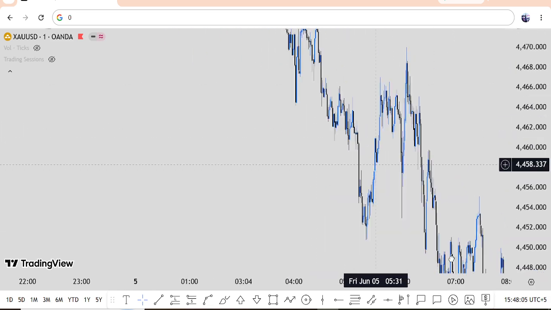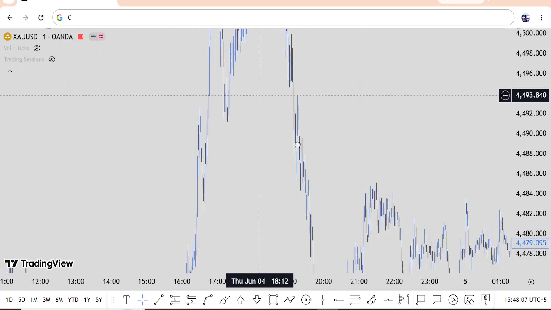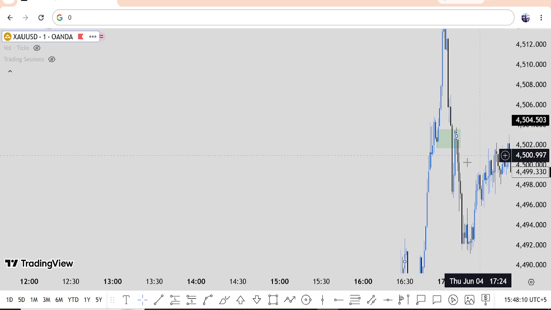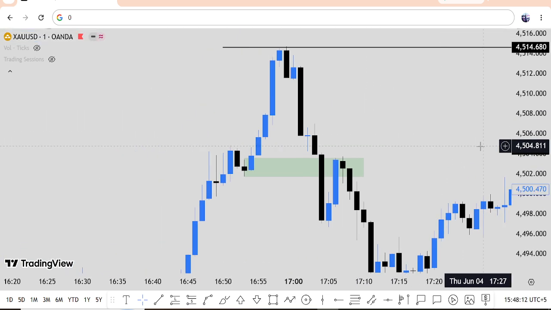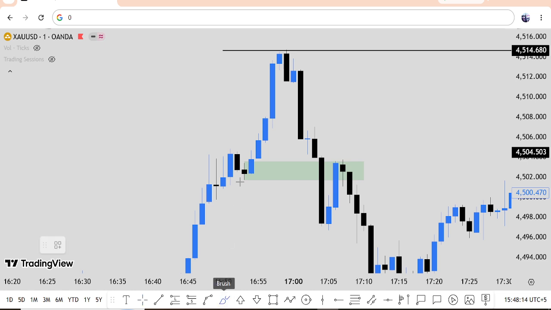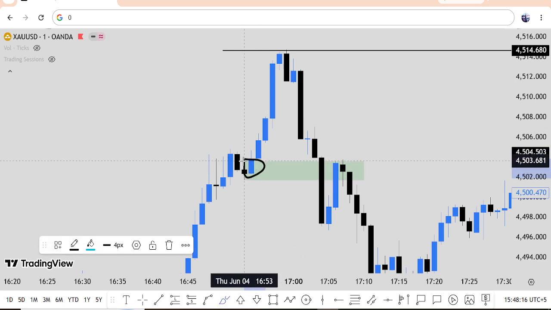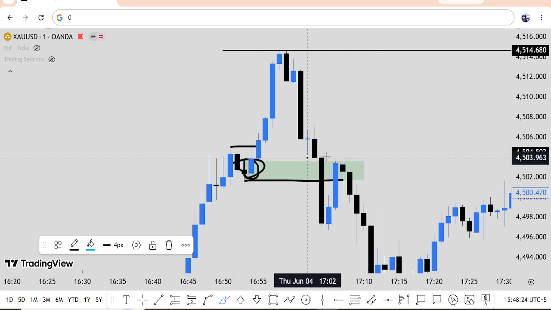Let's find another example of the unicorn model. Yes, here we have another example of the unicorn model. You can see a bullish order block. The previous high has been broken. Structure shift to the downside. The bullish order block converted into a bearish breaker block. Then we have a fair value gap here. This is the overlapping area of these two, and price just tested this area and went downside.